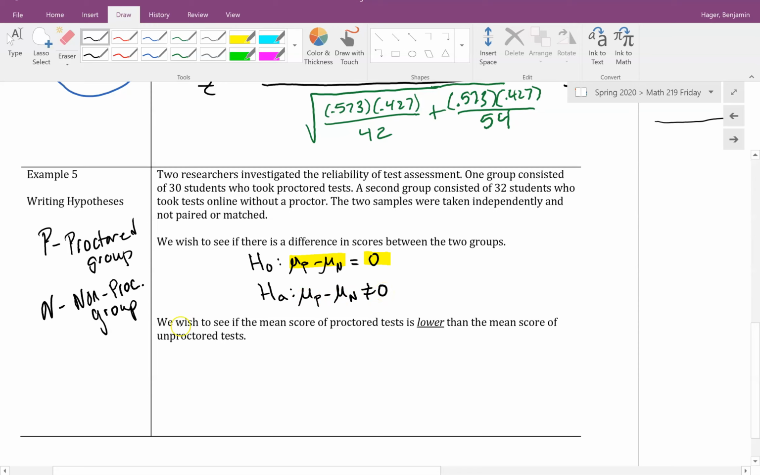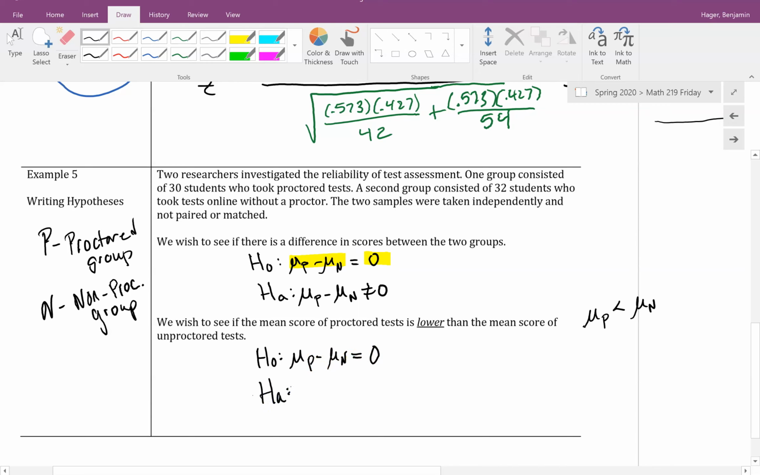Let's try this one. Here it says we wish to see if the mean score of the proctored test is lower than the mean score of the unproctored test. So we're trying to see if the mean score of the proctored test is lower than the non-proctored test. Am I reading that right? The mean score of the proctored test, yes, is lower than the mean score of the non-proctored test. So again, my null is always equals, and it would just be under the assumption that they're the same. That there is no difference. The difference between them is 0.